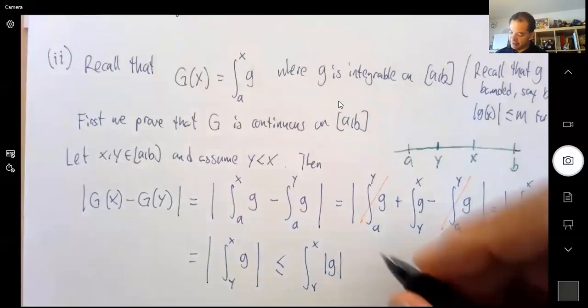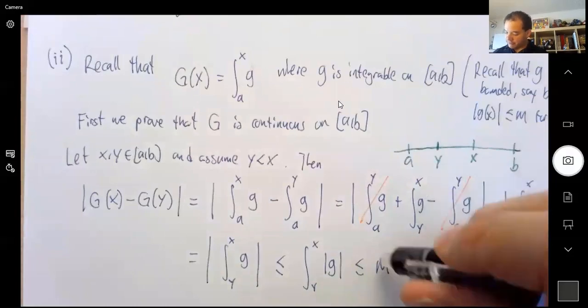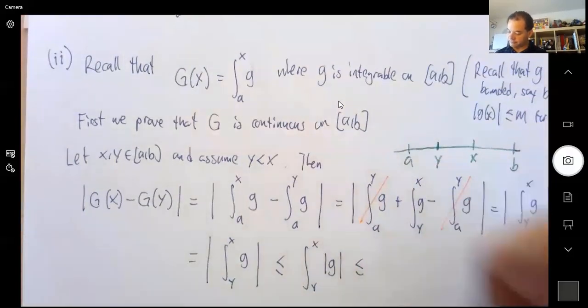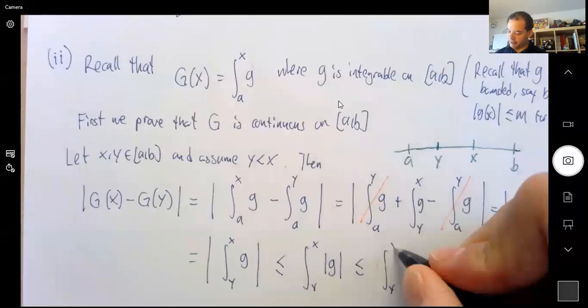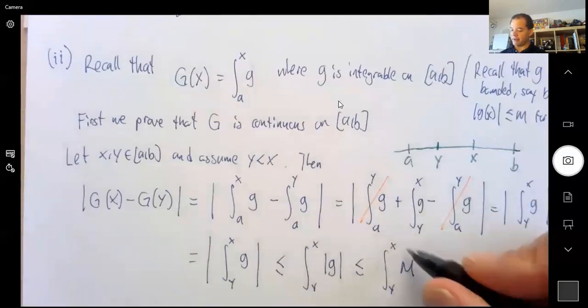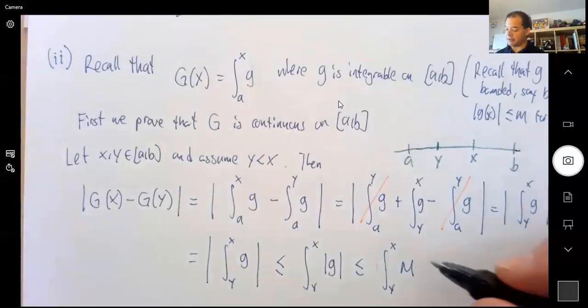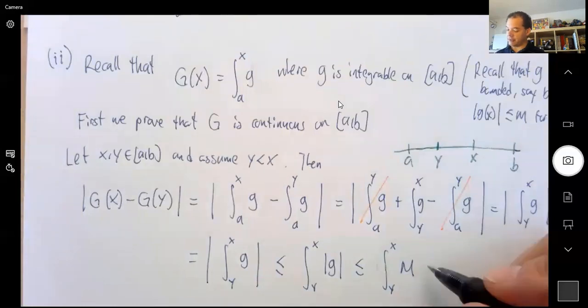So this is then less than the integral from y to x of the function m. And we know an antiderivative of this function, the antiderivative is mx, or mt. And so this is precisely m times x minus y.